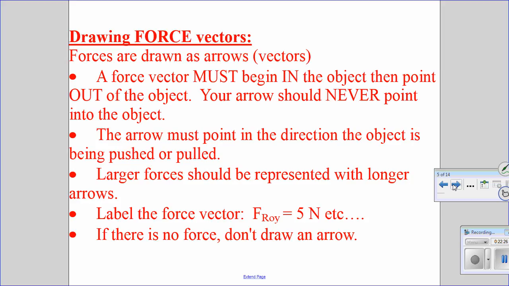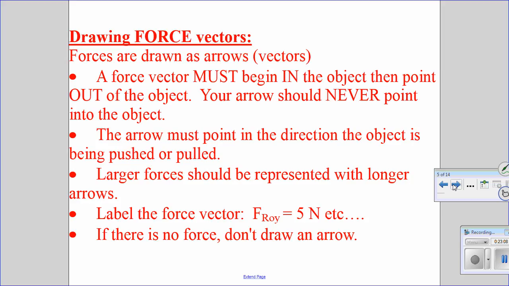So label your force. Finally, this seems like a weird thing to say, but if there's no force, don't draw an arrow. Sometimes I'll give a problem and say, Roy pushes a box across a frictionless surface, and people will draw an arrow and write force of friction equals 0. But if there's no force, then how do you know which way to draw the arrow? And remember, the length of the arrow represents how much force there is. Larger forces have larger arrows. So no force would be no arrow. That's the deal with force vectors. The big thing to remember is that your arrows always point out of the object, never in. Cool? In the correct direction.